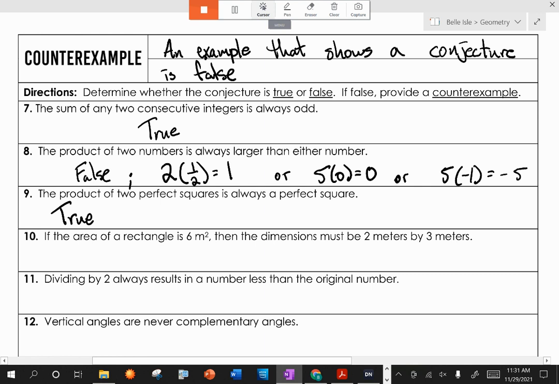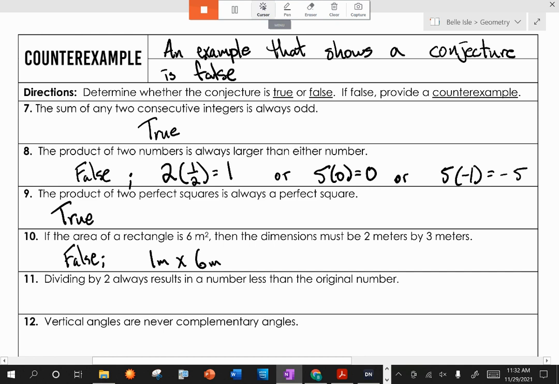Number 10: if the area of a rectangle is 6 meters squared, then the dimensions must be 2 meters by 3 meters. False. Also, I heard 1 times 6. That's the easiest example to give. You could also break it down into decimal numbers, times something, 12. Exactly. Number 11: dividing by 2 always results in a number less than the original number.